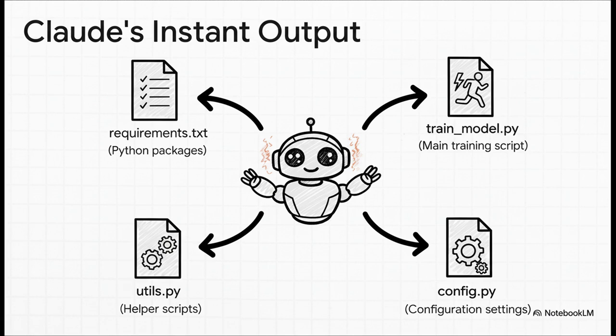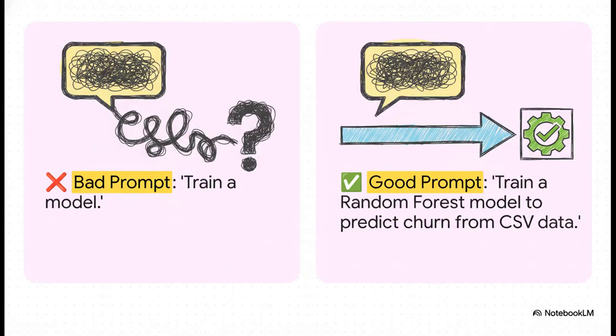It's the whole shebang. Now this right here, this is the secret sauce. This is what makes it all work, being specific. If you just say, "train a model," you're going to get something, well, vague. But look at the good example. You give it clear context: what kind of model, what the goal is, what the data looks like.